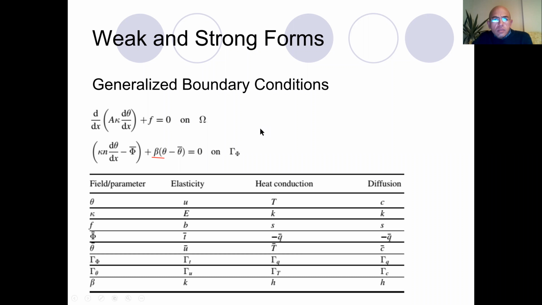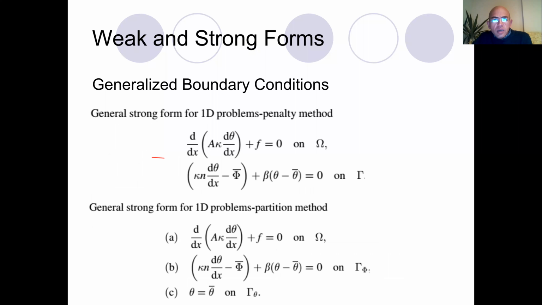Okay, so let's see how it works. Now let's obtain the general strong form and general weak form for the one-dimensional problems. Again, we have the differential equation, and then we have the generalized boundaries on omega and gamma. Together, this forms the strong form.